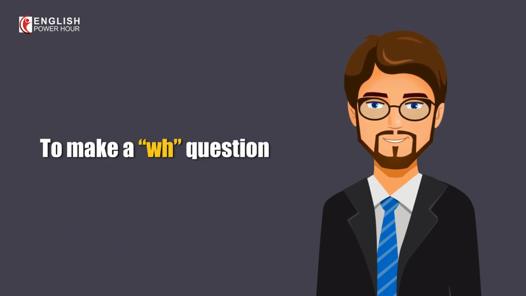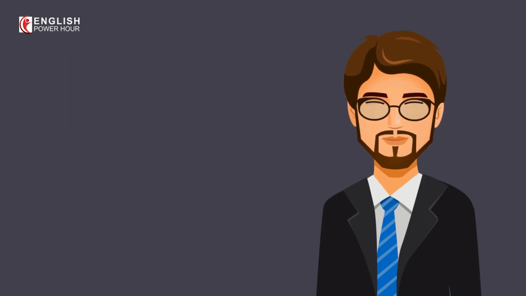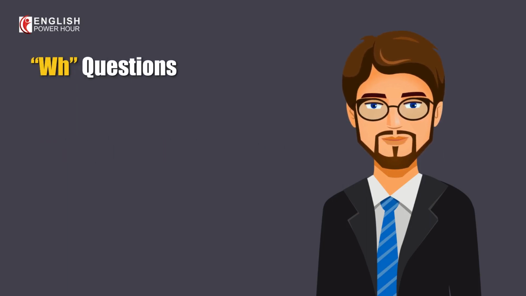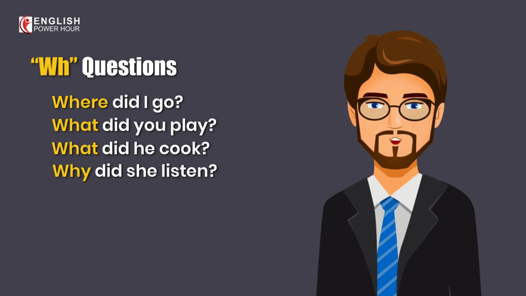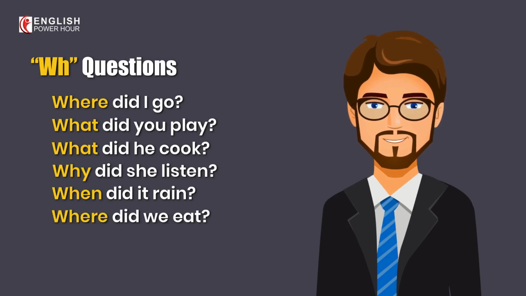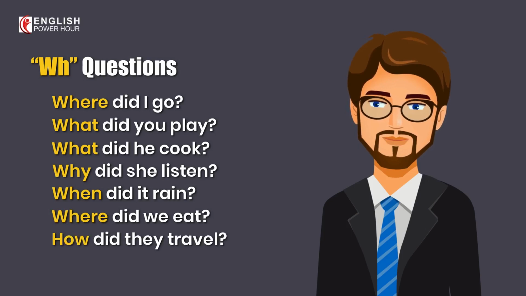To make a WH question, of course, put the question word at the beginning of the sentence. WH questions. Where did I go? What did you play? What did he cook? Why did she listen? When did it rain? Where did we eat? How did they travel?